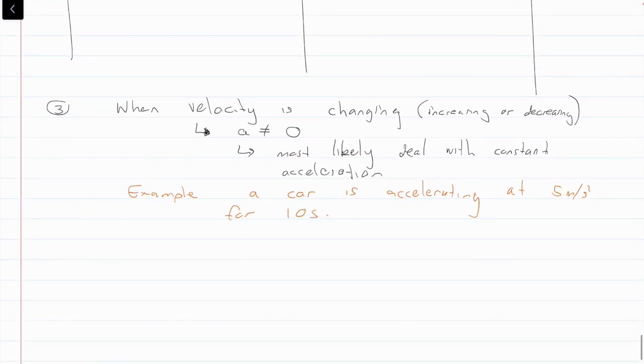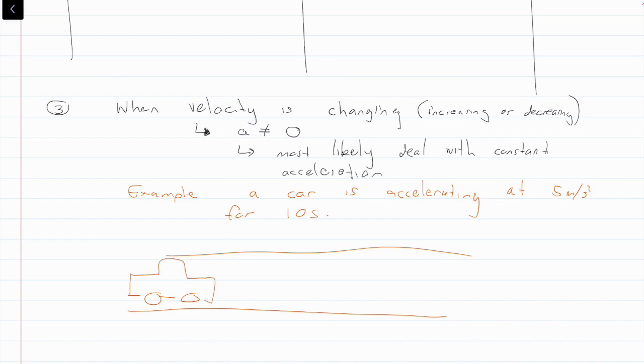Let's draw out the situation very quickly to make sure everyone understands. Let's say the car starts at rest. So initially it is at rest. Then for the next 10 seconds, it starts off pretty slow, but it speeds up. That's what accelerating means, right? So it speeds up as it goes on its journey.